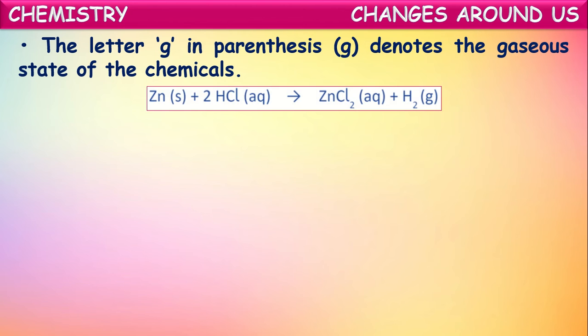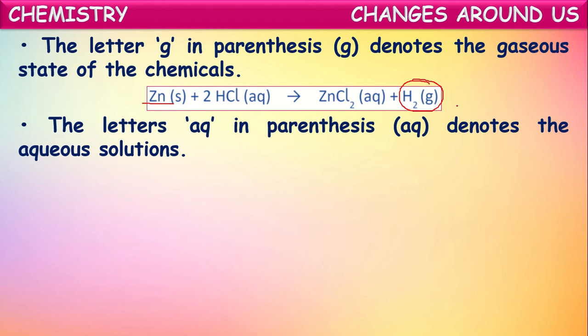Say, for example, in this equation, beside the hydrogen symbol, they mentioned G. This represents that this hydrogen produced in this chemical reaction is in the gaseous form. Zinc is in the solid state and hydrogen produced in this reaction is in the gaseous state. Gaseous state is represented with G in the brackets beside the symbol of that chemical.